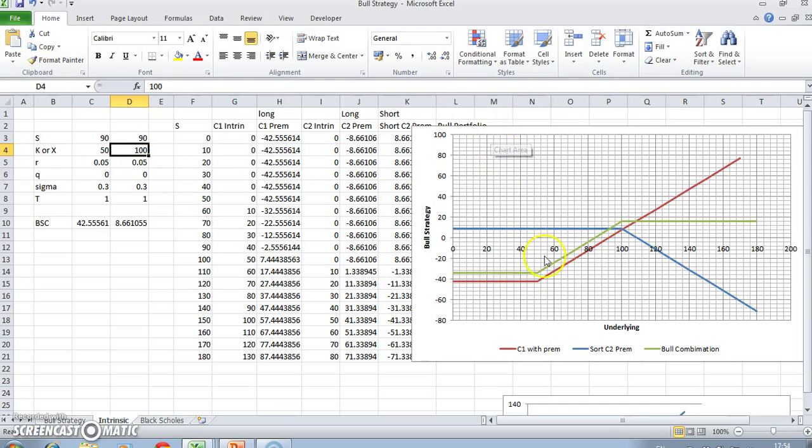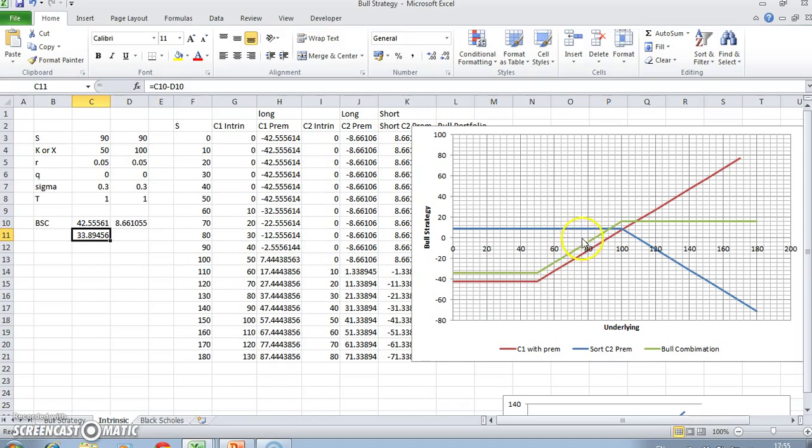The combination of the two positions would be equivalent to the green, and you can kind of see if you take that negative 42 and the positive 8, and you take the difference between the two, that would be negative 33, which corresponds here to a negative 33.89. Okay, so that's the cost of setting up the strategy.